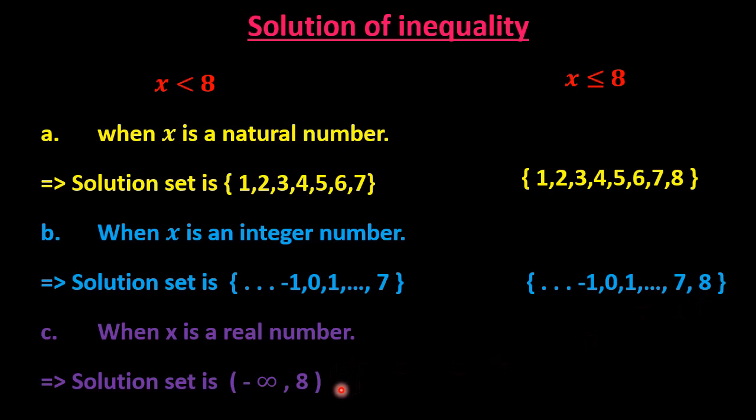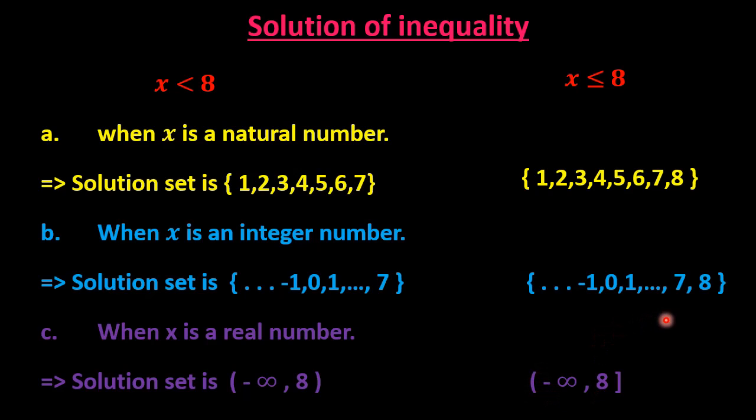Now here, how can we write this? When x is a real number, the solution set can be written as minus infinity, comma, 8. Here two types of brackets are used: this is the round bracket and this is the square bracket. So when is the square bracket to be used and when is the round bracket to be used? Minus infinity will not be included as a solution, so we call it left open. For open we use the round bracket.